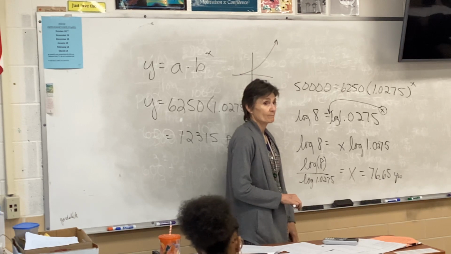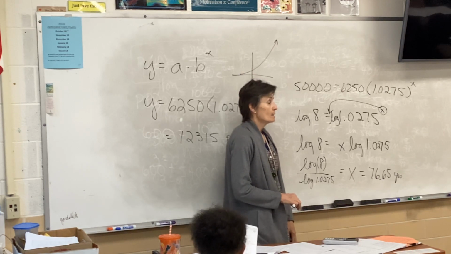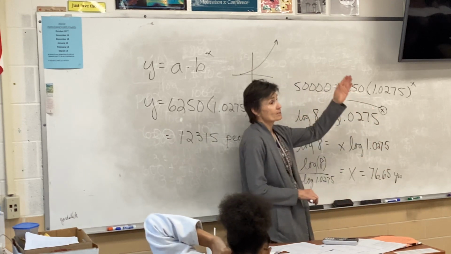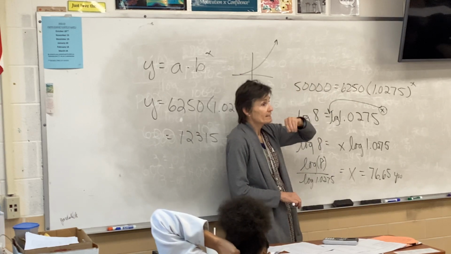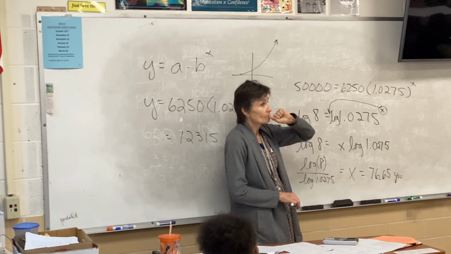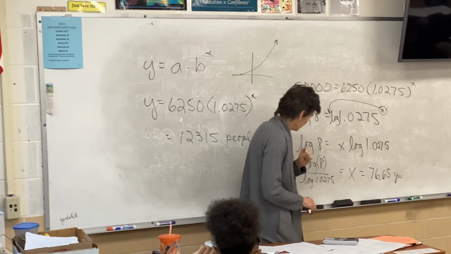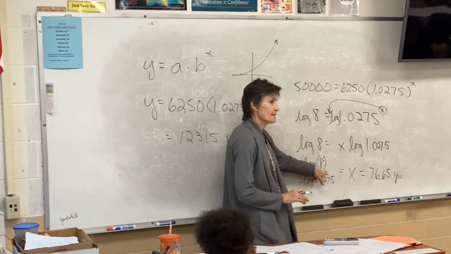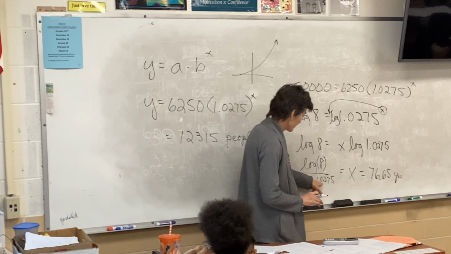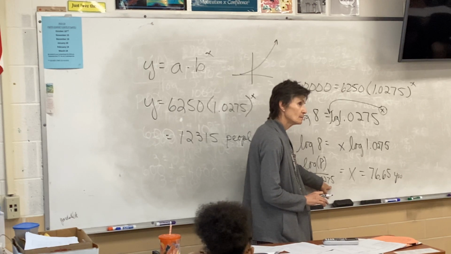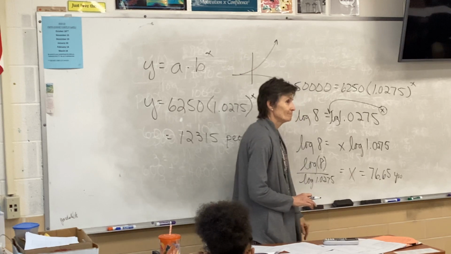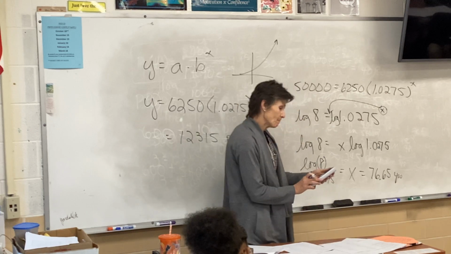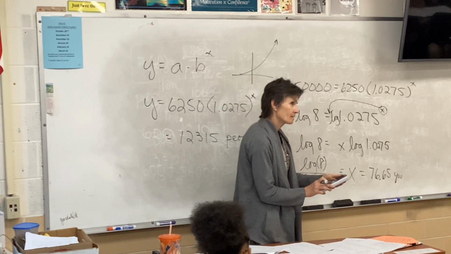Everybody got that? Wait, can you repeat that again? When I type this in, I got this. But that's 76 years from 1890. That's not what I got when I tried to log 8. Did you close your parentheses after the 8? Did you type 1.0275? Now I got it.